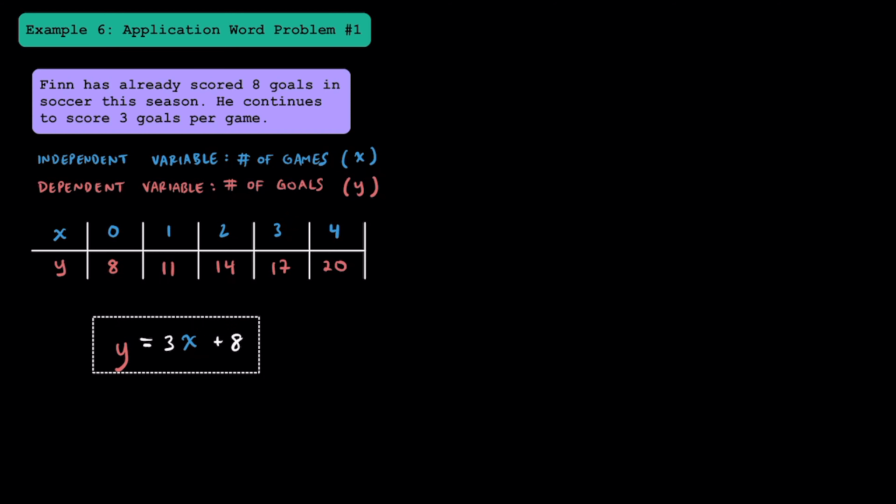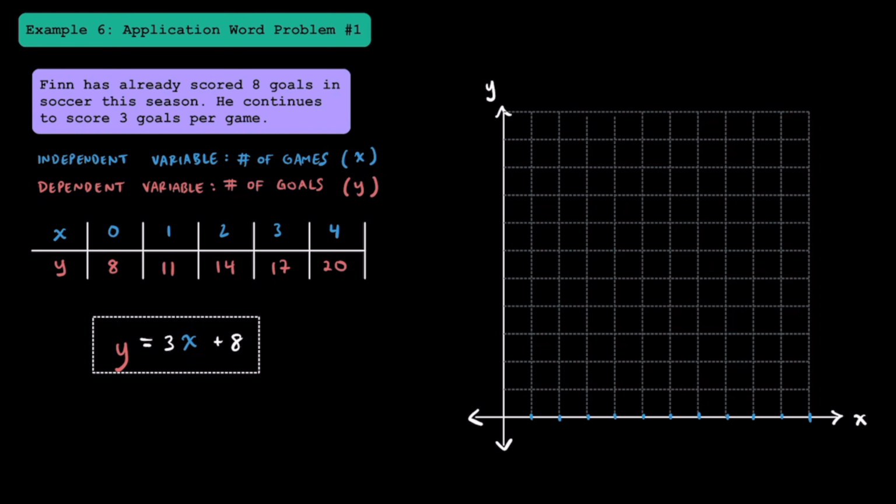There's our linear equation. For our x-axis, we only need to go to 4, so we can make this box 1, then 2, then 3, then 4. And for our y values, we need to get to 20, so I'm going to skip count by 2's.